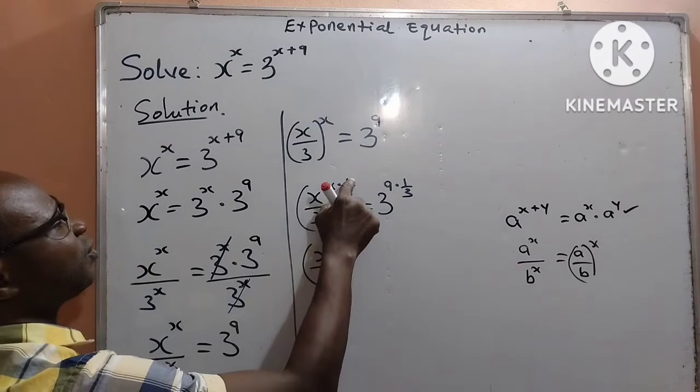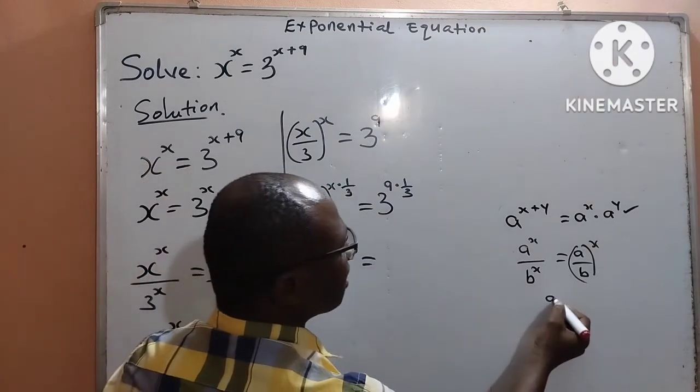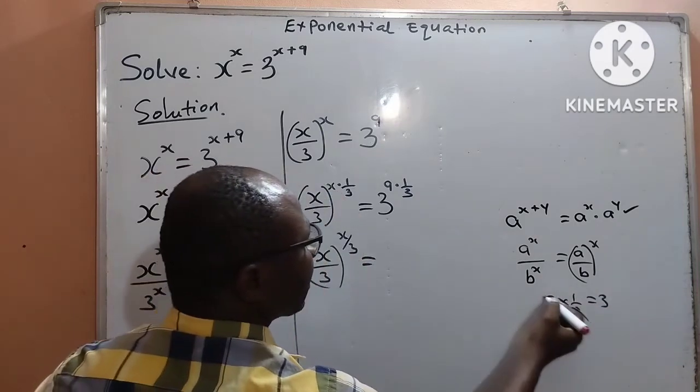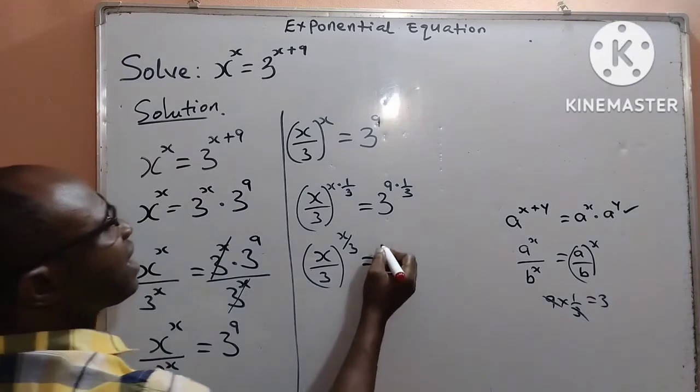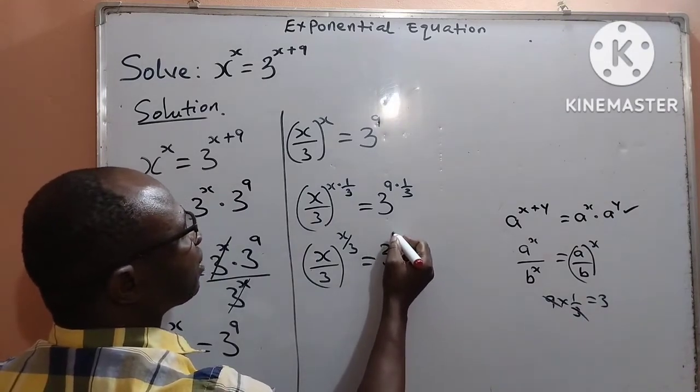And that is x multiplied by 1 over 3. And on the right hand side, 9 multiplied by 1 over 3 is equal to 3, because 3 will cancel 9 to give me 3. So I will now have, on the right hand side, 3 to the power of 3.